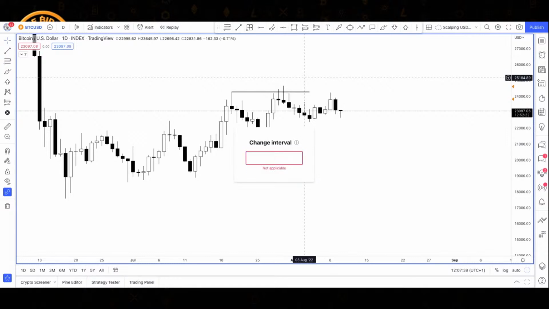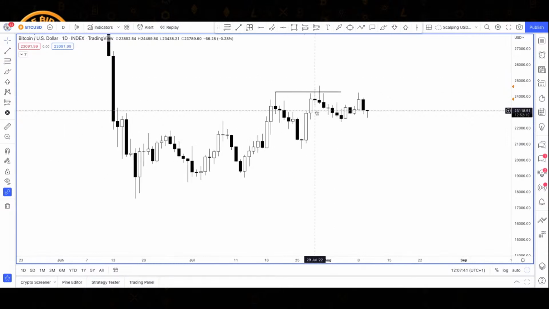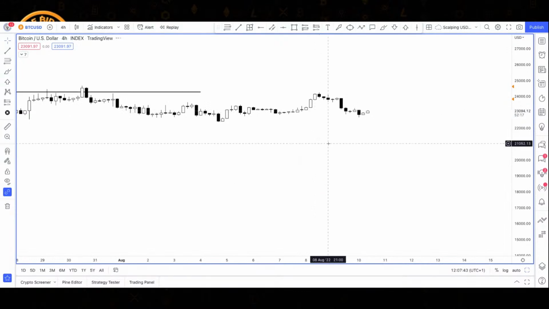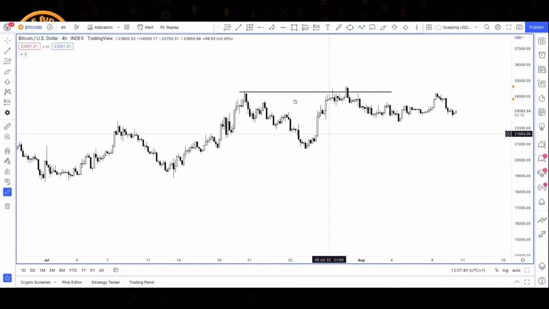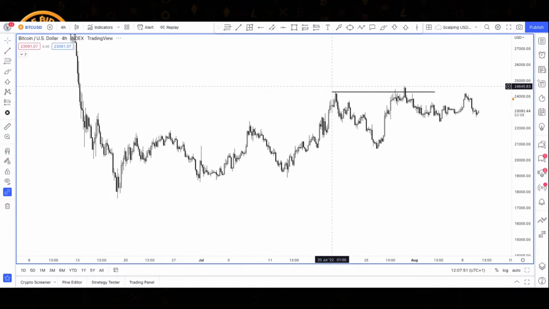All right. So before I go down to the execution time frame, two more time frames I like to check. I like to check the 4 hour. So when price is coming back up here, we're already aware, we're saying to ourselves, right, this is where we're looking to take a trade. All right.